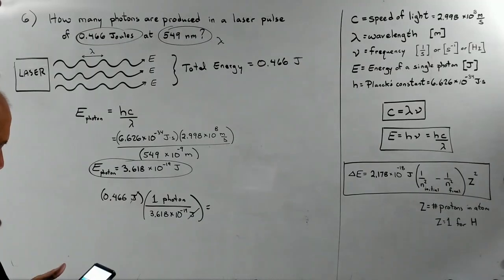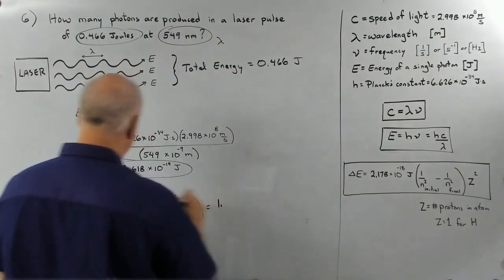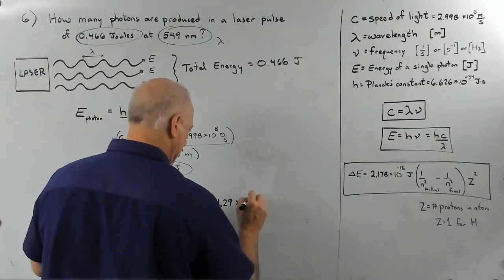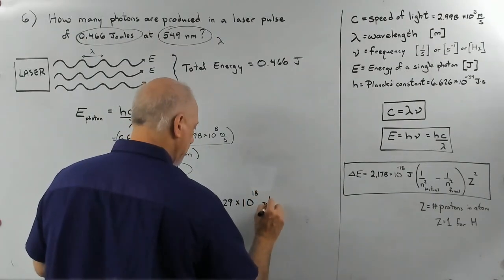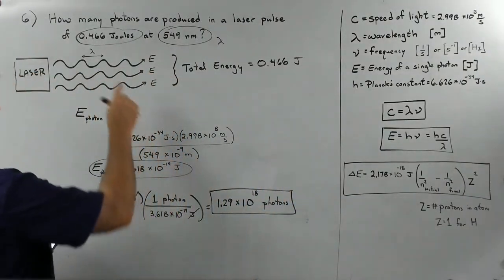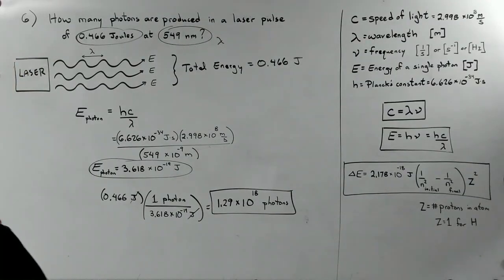I'm going to go ahead and take this, invert it, and then times 0.466. So I got three significant digits. So it's 1.29 times 10 to the 18th photons. And so that is my answer. Again, these formulas are for single waves, but in this problem we had to figure out the energy of a single wave and then use that to determine how many waves there are in a total energy given.